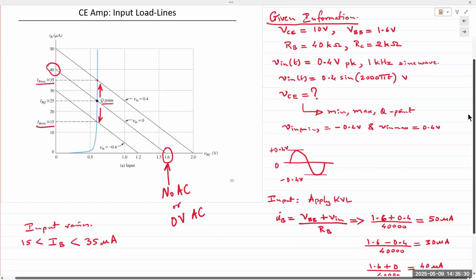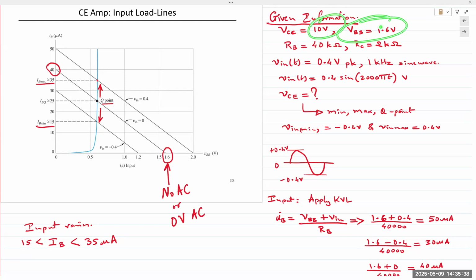Given information for the previous circuit, we have VCC as 10 volts, VBB as 1.6. Resistor values RB and RC are given to us. V in of T is given as 0.4 volts peak value, frequency of 1 kilohertz. Describe it as 0.4 sine omega T. Omega is 2 pi F, hence V in of T is 0.4 sine 2000 pi T. So we need to determine the value of VCE using load line analysis.